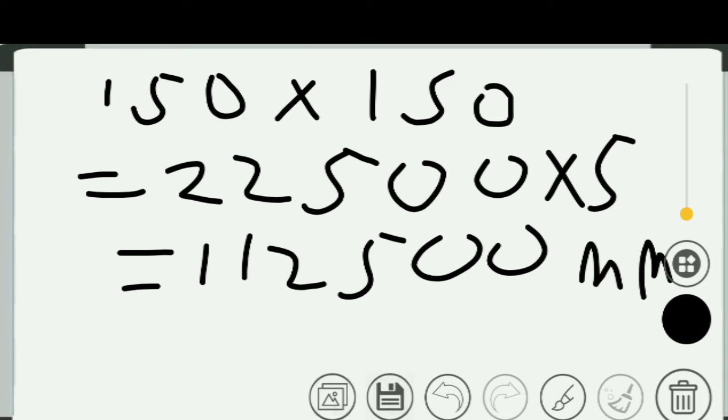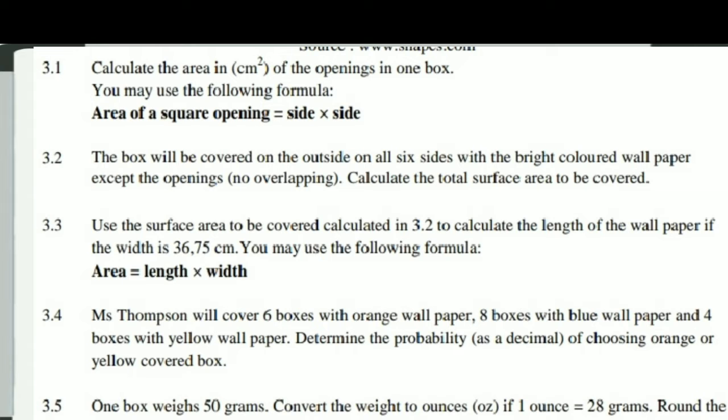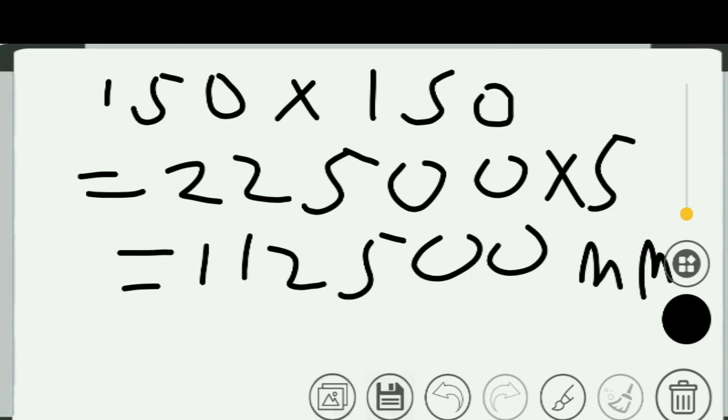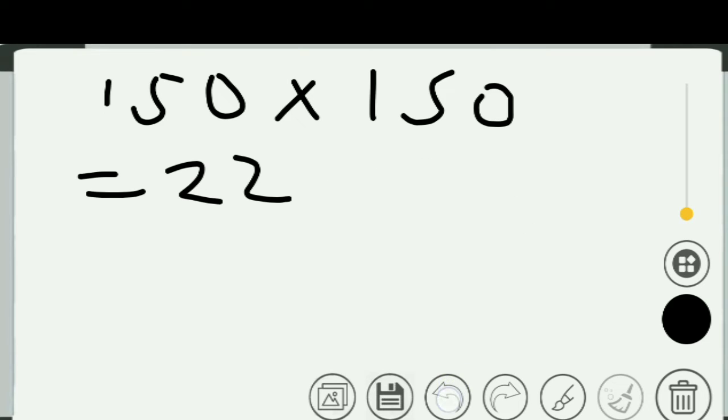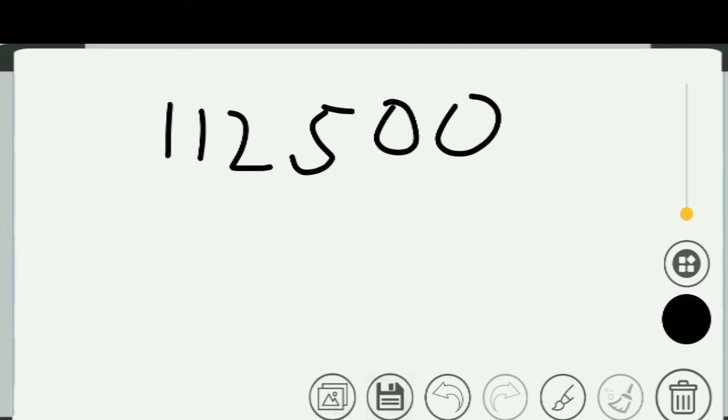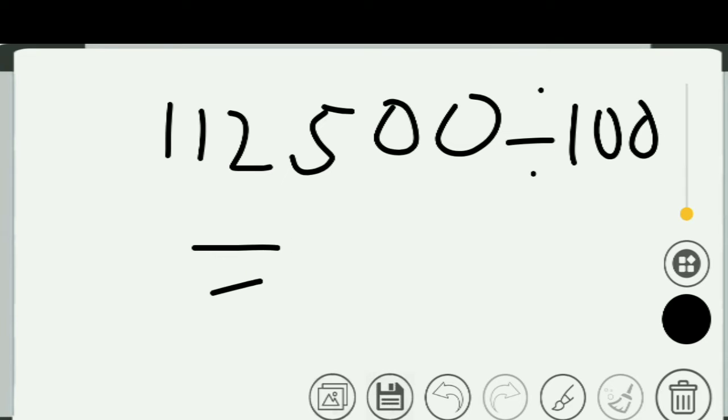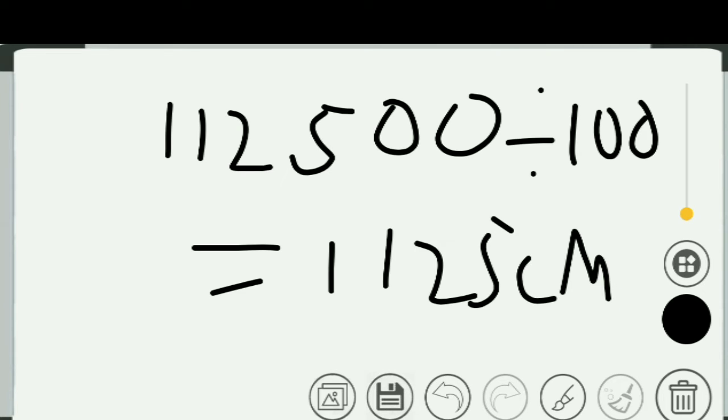So we are not done yet. As the question says, calculate the area in centimeters squared. In centimeters squared, that simply means we have to convert. So when we convert, let me cancel so that I can have space, we take 112,500 and divide it by 100, which equals 1,125 centimeters squared. This is the final answer, guys.